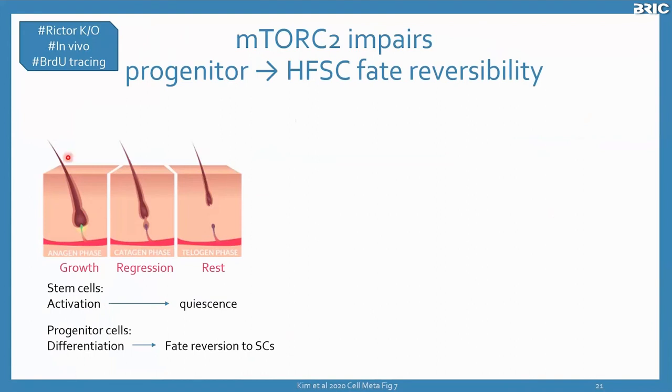So I told you that during the growth phase, stem cells get activated, and they go into a quiescent phase during the resting phase. And progenitor cells during the growth phase go into differentiation. And at some time between regression and going into rest, their fate would revert back into hair follicle stem cells. So I wanted to trace exactly this fate conversion.